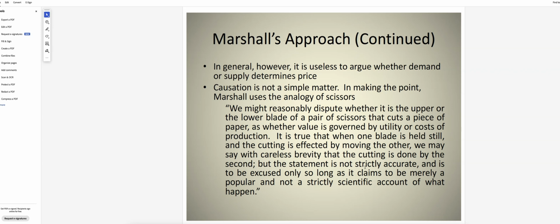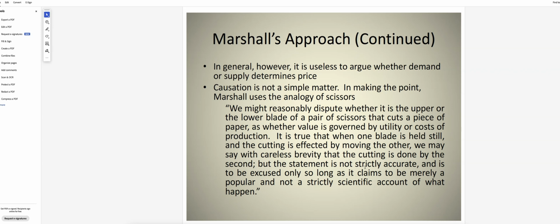And in talking a little bit more about what it is that causes or determines the price, and whether it's supply or demand, Marshall focuses on the fact that in some sense it doesn't really even matter, right? He uses this analogy, which I think is kind of interesting: when you're cutting something with scissors, is it the top part of the blade or the bottom part of the blade that's doing the cutting? Well, in some sense, who cares, right? The fact of the matter is that it's being cut.